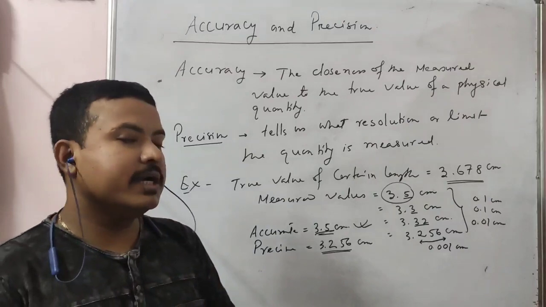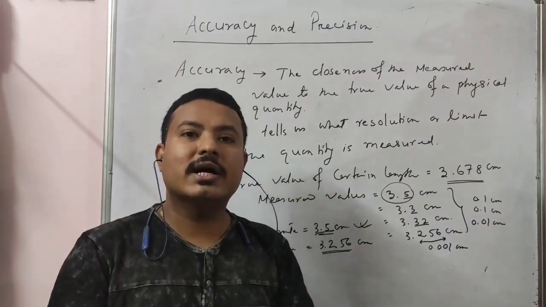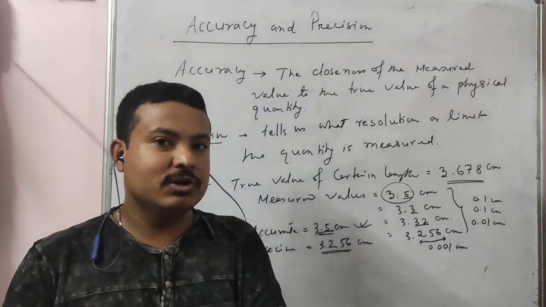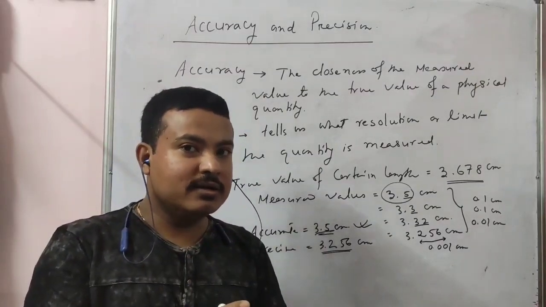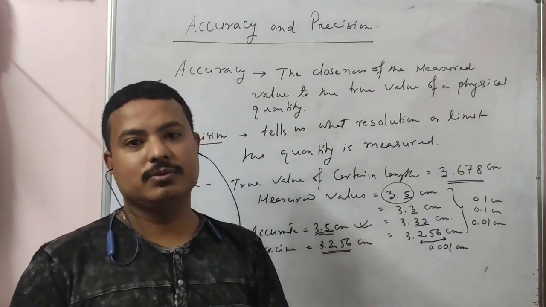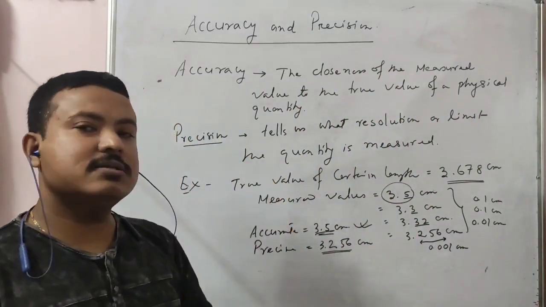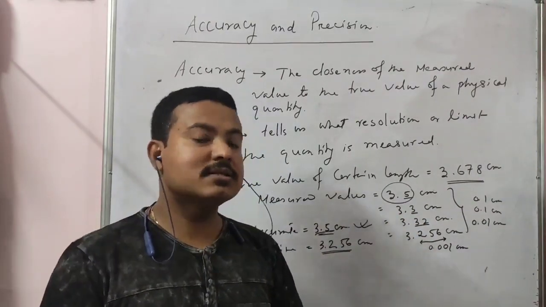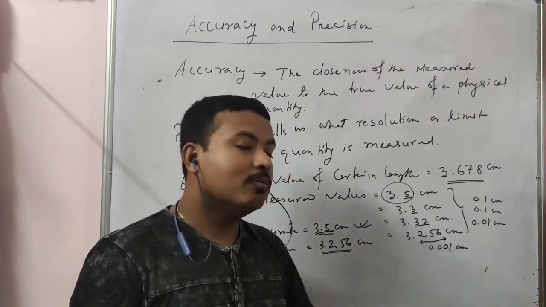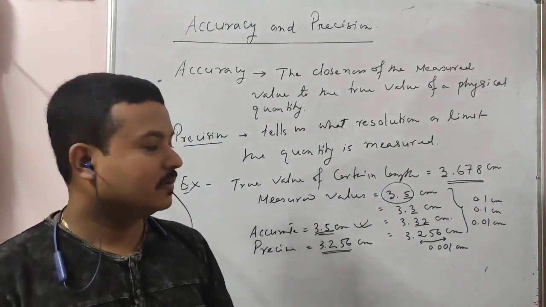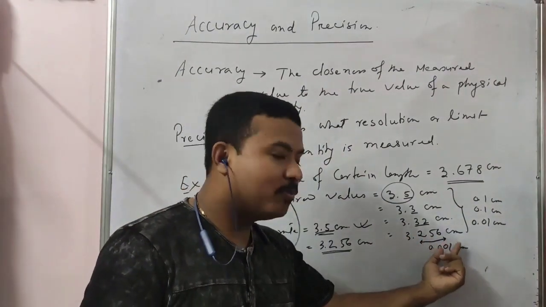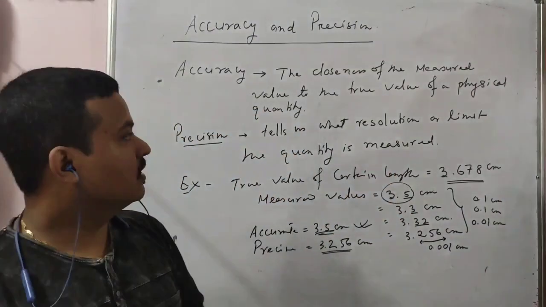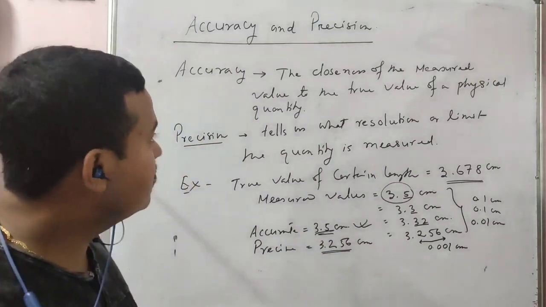So in order to find out accuracy, you have to only compare the measured values with the true values. The measured value becomes accurate if it is more close to the true value. But to find out the precise, you have to see up to what resolution measurement can be done. That means lesser the value of least count, more will be the precise. More the number of digits after decimal points means less is the least count, so more will be the precise. So this is all about accuracy and precision.